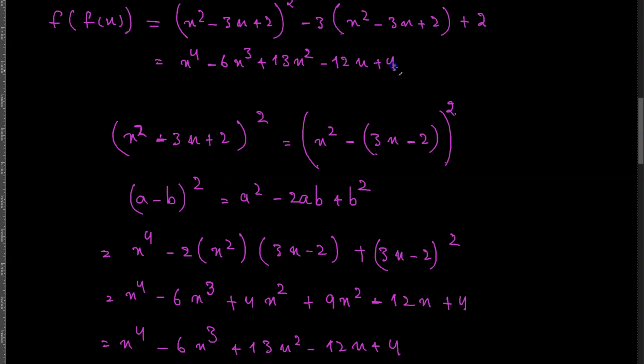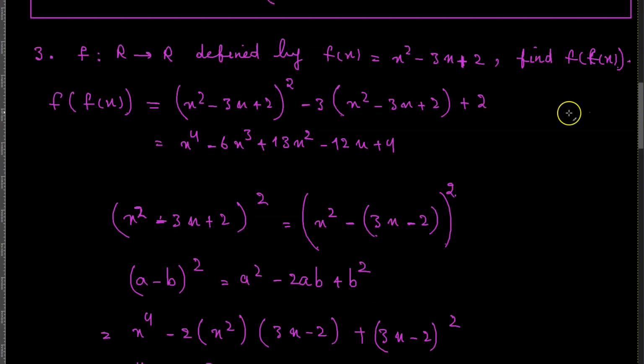And then you can multiply this negative 3 by all of these terms, which is negative 3x squared plus 9 times x. Negative 3 times negative 3 is equal to plus 9 times x, and negative 6 plus 2.